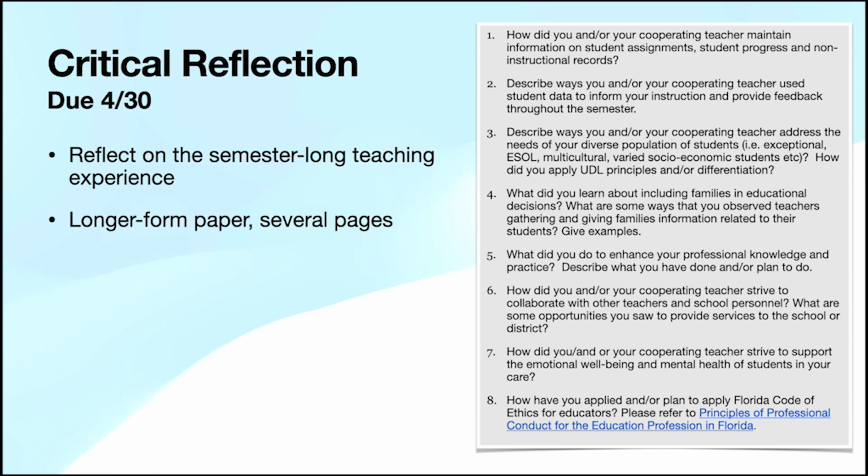The final major assignment for the course is the critical reflection paper. This is going to be a longer paper designed to have you reflect on the whole semester of teaching, as well as some of your professional practices, like including parents, attending school events, that kind of thing. And this is going to be due at the very end of the semester and will be submitted to Exat.